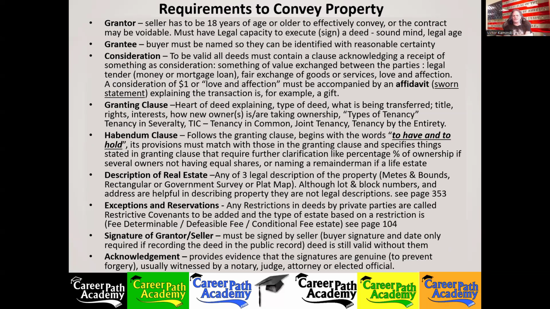And their signatures need to be acknowledged to provide evidence that their signatures are genuine, that it wasn't a forgery, and that they're the ones, in fact, who signed those documents. So it needs to be witnessed by a notary, judge, attorney, or an elected official, a trusted elected official, politician.